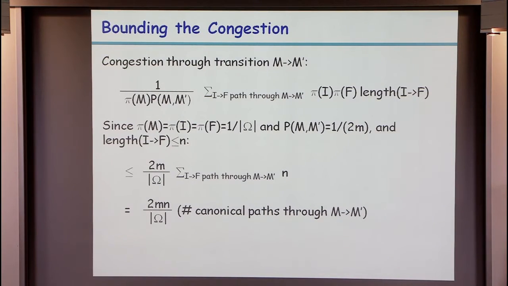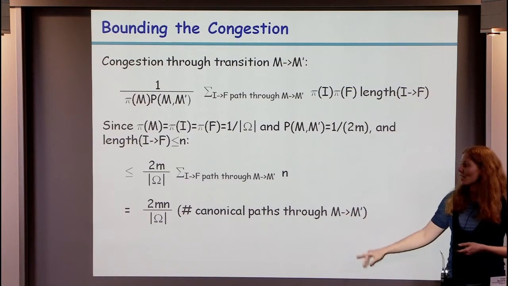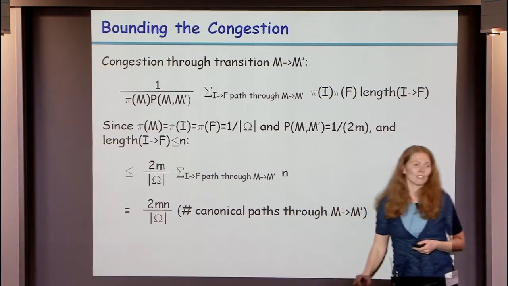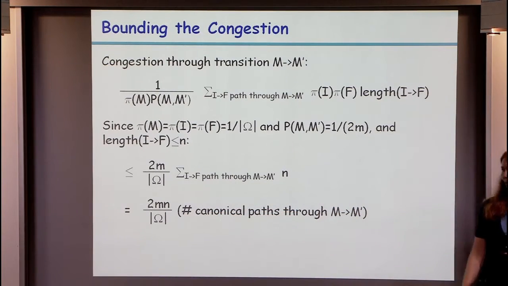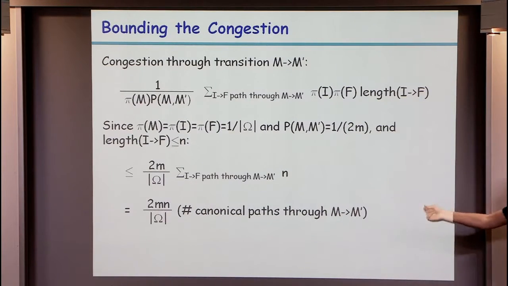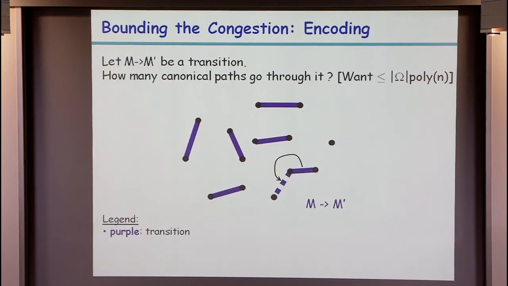Okay, so what I want to bound is the number of canonical paths through my transition, and in particular, I want to bound it by the number of states, and possibly times a polynomial factor. If you think about how many canonical paths I have, all possible starting states, all possible final states, so I have number of states squared canonical paths, right? And I want only number of states canonical paths to go through my transition. Okay, so let's see what happens.